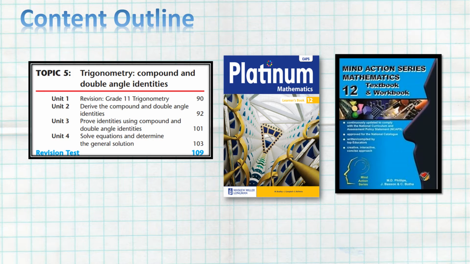If you missed it, I'll drop the link in the description, and you can go and watch it. We did our part 2 on compound angle identities, and today I want us to focus on double angle identities as part 3 of our session. This was taken from the Platinum Mathematics Learner's Book and also the Mind Action Series Mathematics textbook and workbook.